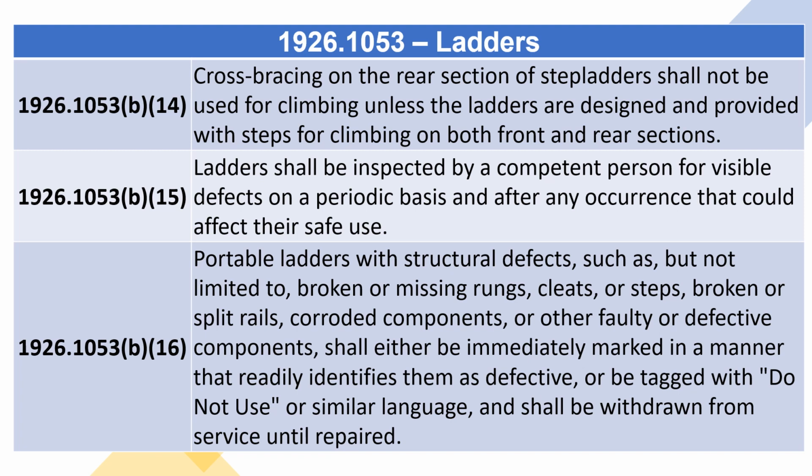1926.1053(b)(16). Portable ladders with structural defects, such as, but not limited to, broken or missing rungs, cleats, or steps, broken or split rails, corroded components, or other faulty or defective components, shall either be immediately marked in a manner that readily identifies them as defective, or be tagged with "Do Not Use" or similar language, and shall be withdrawn from service until repaired.